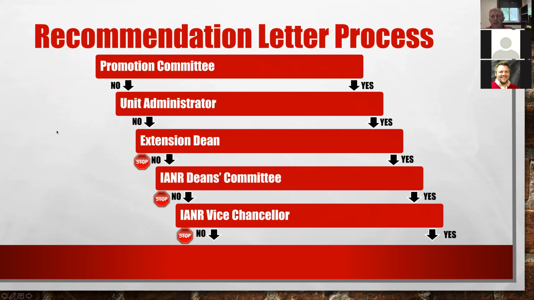So to summarize that process, this chart just brings it in a succinct fashion. Your promotion committee may recommend that the file goes forward, or may not. They may not want it to go forward. That's their opinion. The unit administrator independently reviews the file. They have their own independent recommendation. Regardless of whether those are both yeses or both nos, or they're conflicting, they're different, both those recommendations go to the extension dean. And then the extension dean takes that information into context, and also reviews the file and makes a recommendation as to whether that promotion moves forward or not.